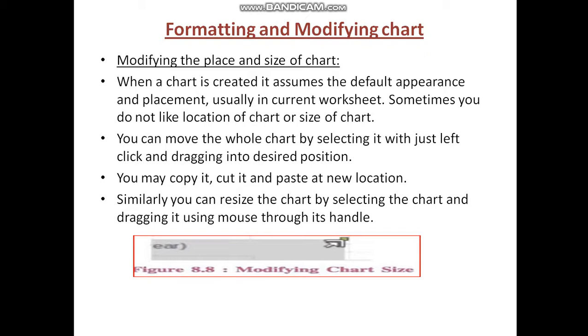First of all, modifying the place and size of the chart. When a chart is created, it assumes the default appearance and placement, usually in the current worksheet. Sometimes you do not like the location or size of the chart. Same as an image: sometimes in a document you insert an image and you do not like its location or size, then you can change it. Same for any chart, you can change the location and size of that chart.